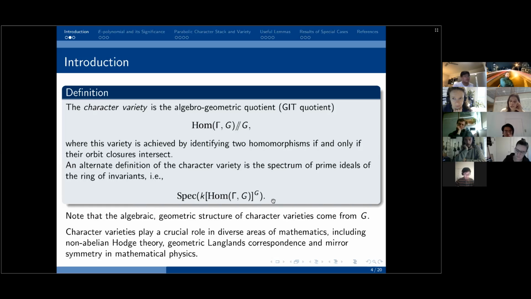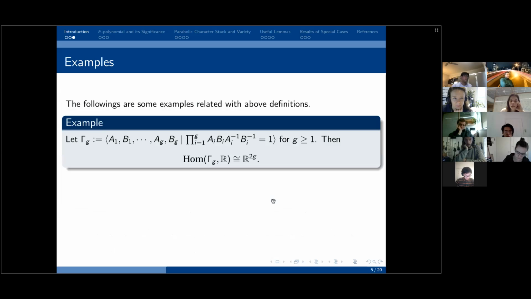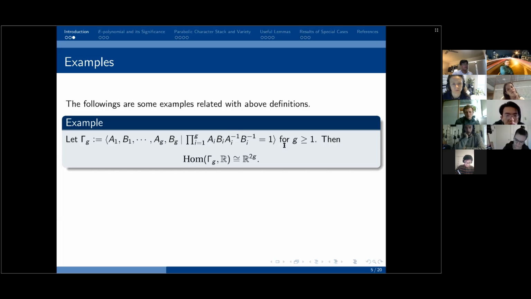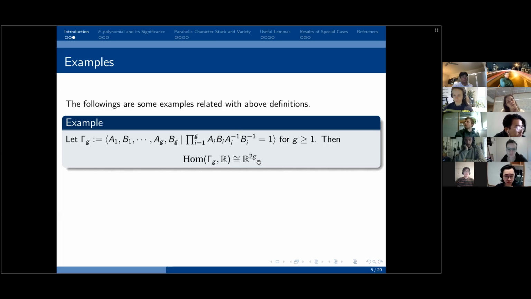Before saying my result, let's consider some examples related to this. At first, let's take the finitely generated group gamma_g, which is generated by 2g elements and satisfies this relation. And here g is greater than or equal to 1. And then we can take the representation variety from gamma_g to R, which is isomorphic to R to the 2g. In fact, this gamma_g is the fundamental group of a compact Riemann surface of genus g. So we will come back to this group later.